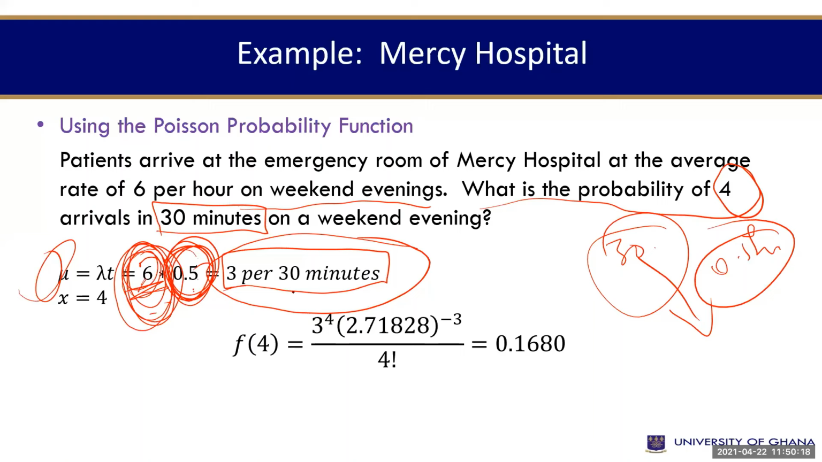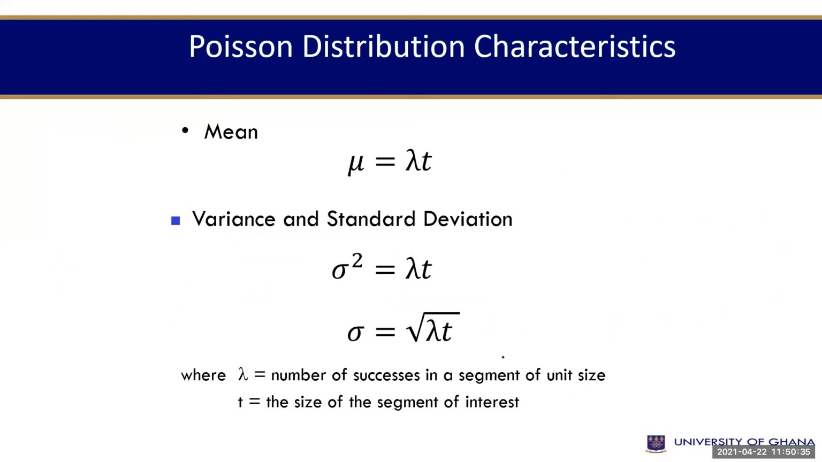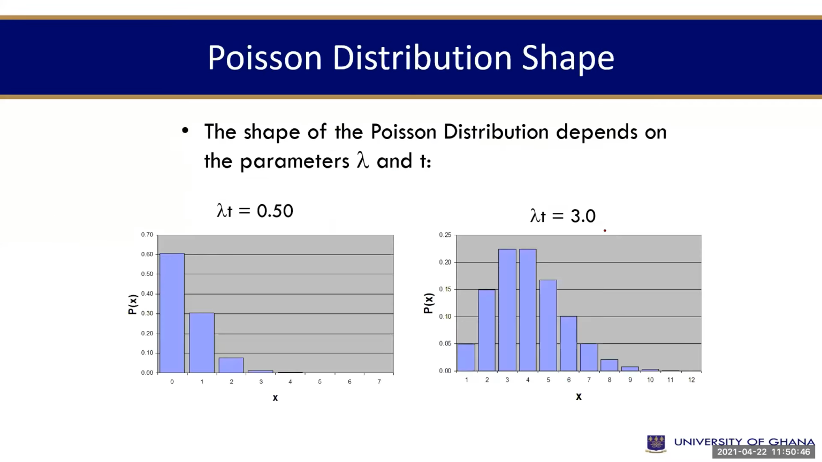If 6 customers are arriving within every 1 hour, what is the number of customers arriving in 30 minutes, given that the actual occurrence we are looking at is 4? We find the probability, and then we can also go further to find the mean and the variance under the Poisson distribution, or use a table or a graph to represent that.